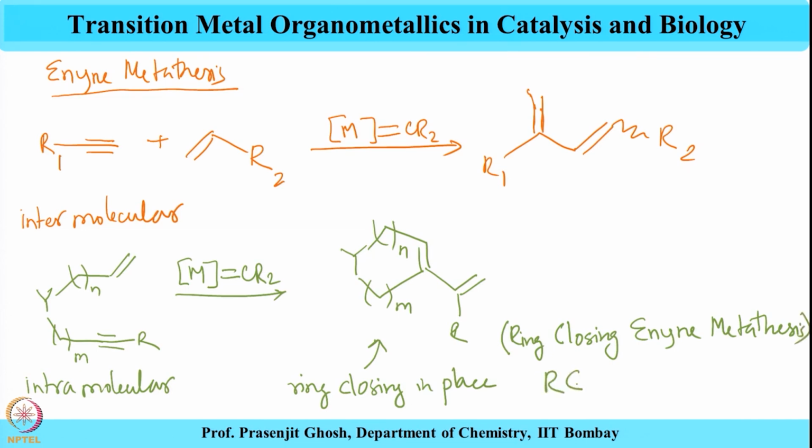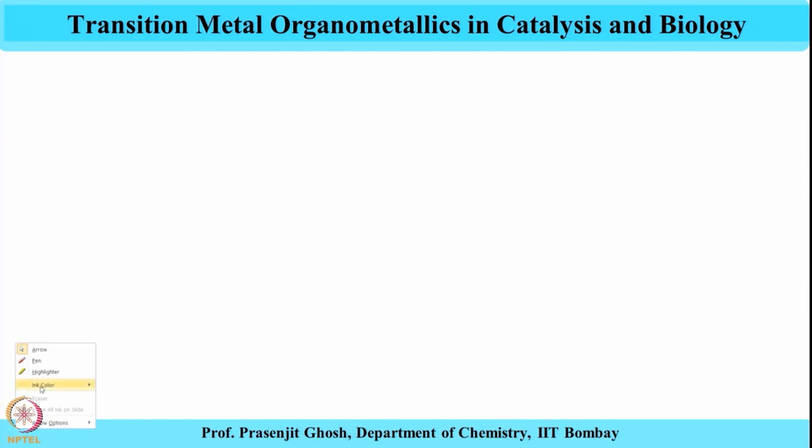Or RCEYM. This is called ring closing enyne metathesis. So, both the possibilities, as I mentioned earlier, exist for the enyne mechanism, and we are going to take a look at it in a bit more detail as we look at individual examples.